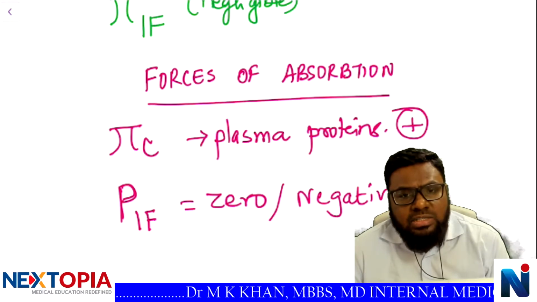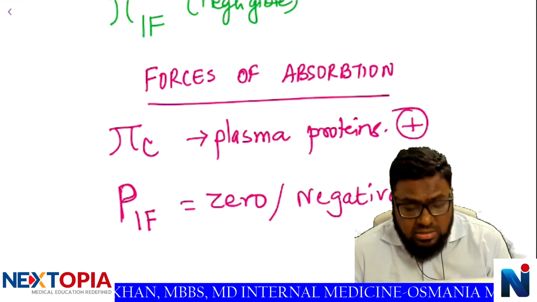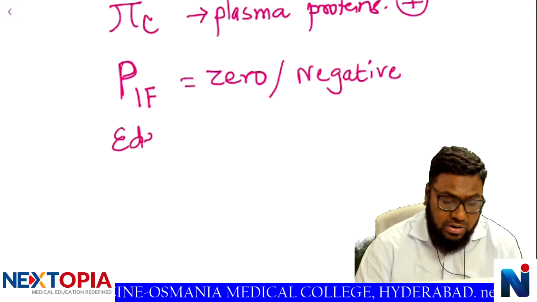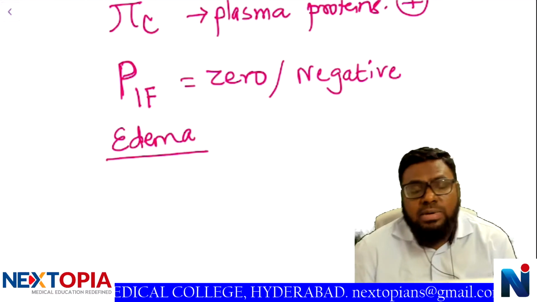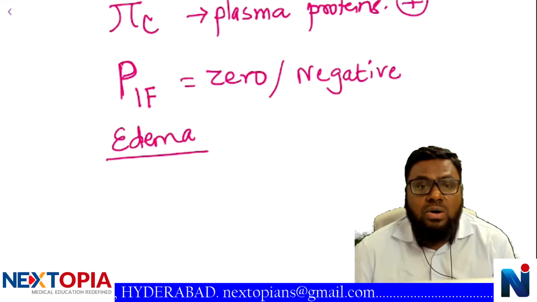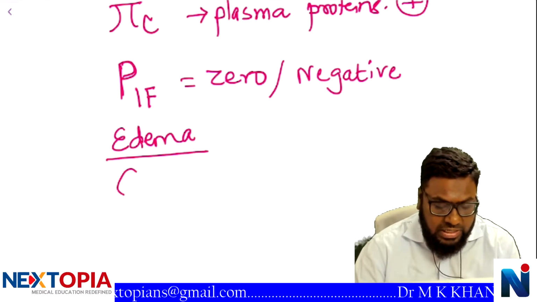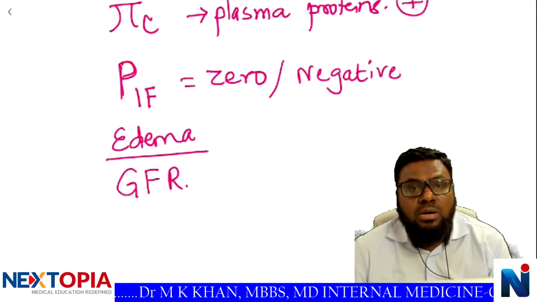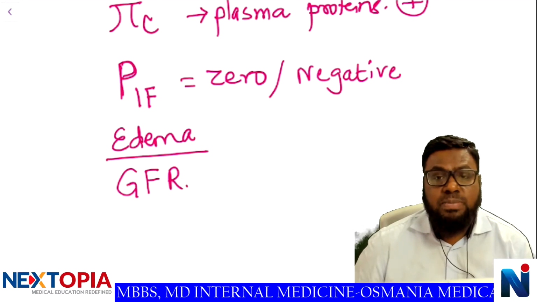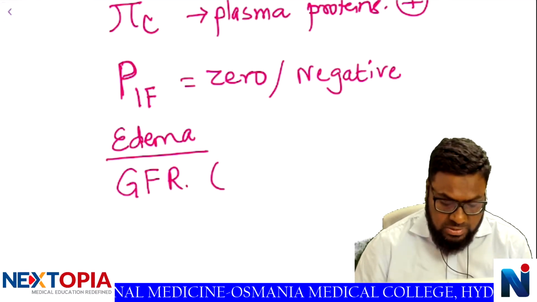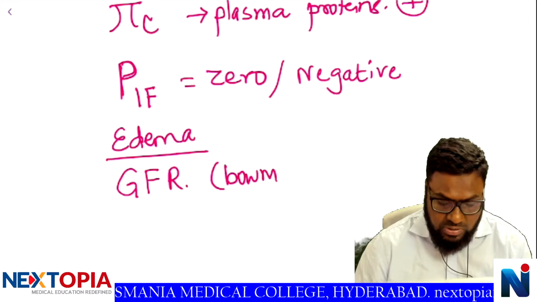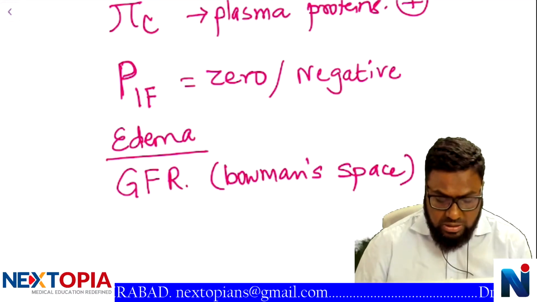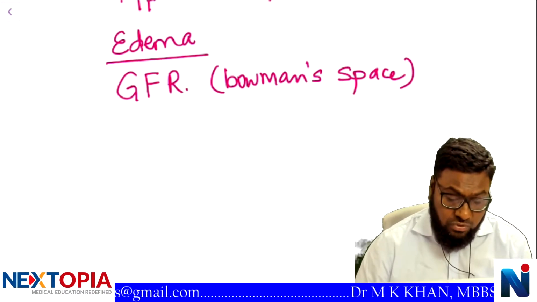All right, and it is not that important. But sometimes if edema is present, if a patient has got edema, it becomes significant. How? If a patient has got edema, it can cause glomerular filtration disturbances. The glomerular filtration rate can be disturbed because of the pressure in the Bowman's space. The Bowman's space pressure is nothing but the interstitial fluid pressure of that area.